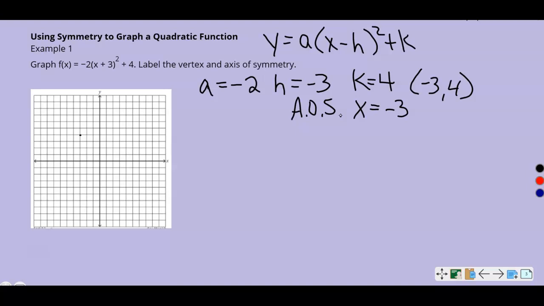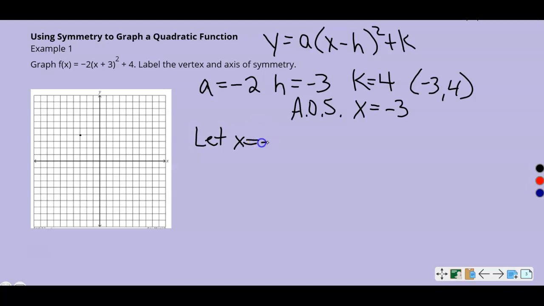Now we want to graph. So we know the vertex. Now we need to choose a couple points to plug in on either side of the vertex, okay? So let's choose, say, -2. This is similar to the table of values that we've been making, but this time we're just going to choose 2 because we know the axis of symmetry goes through the vertex and we can reflect points to the other side.